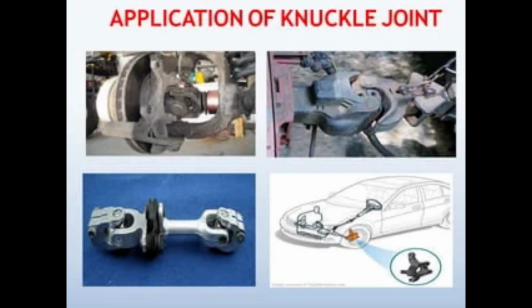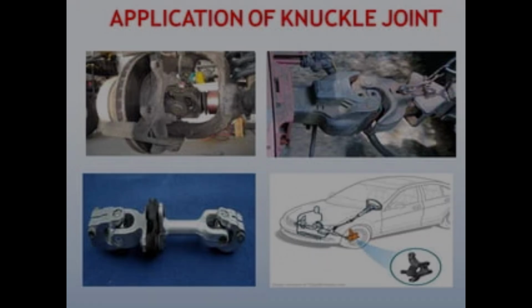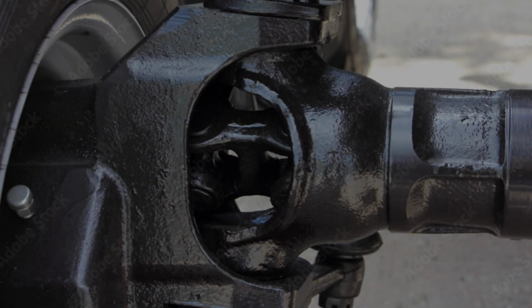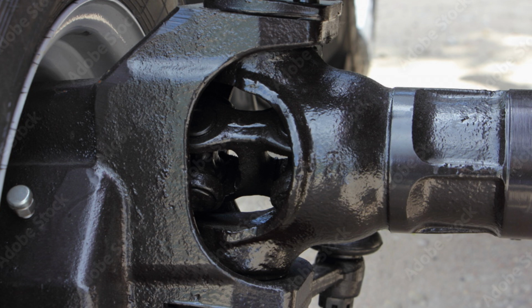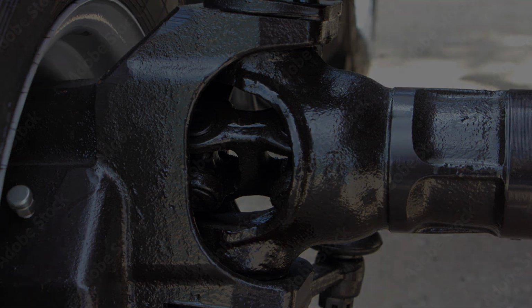Common applications of knuckle joints are tie rods in steering mechanisms, linkages in suspension systems, and structural linkages in cranes and bridges. Knuckle joints are reliable for load bearing applications where some flexibility is needed in the alignment of connected parts. So we're going to switch to the CAD work.